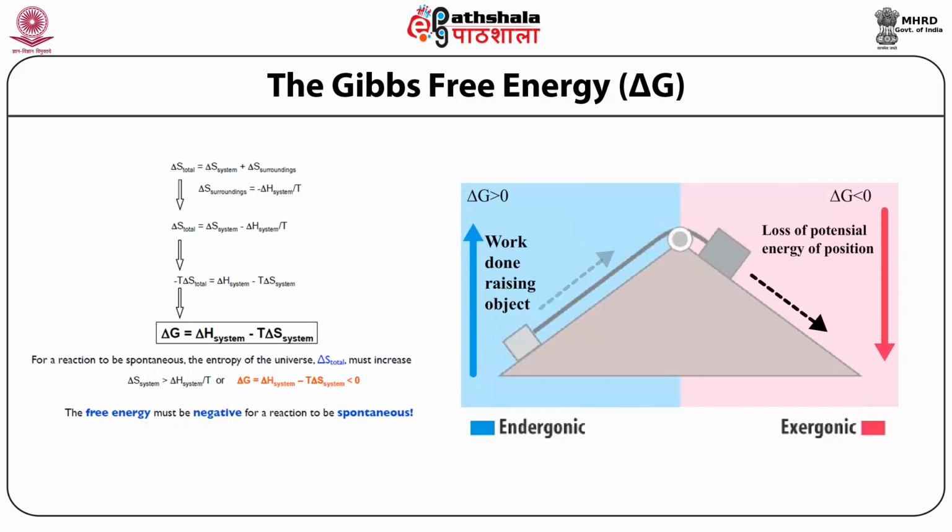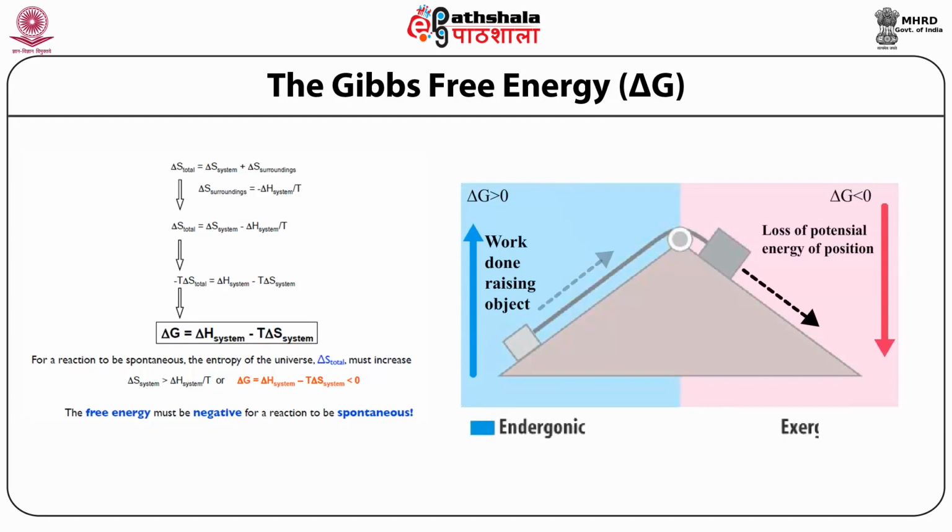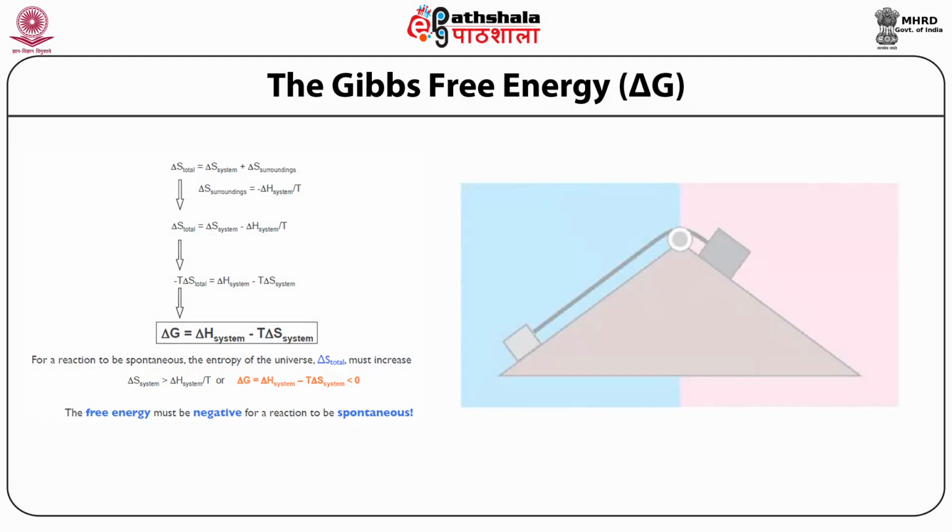For a reaction to be spontaneous, the entropy of the universe, delta S total, must increase. So if T delta S is more than delta H, or delta G equals delta H system minus T delta S system is less than 0, then the free energy must be negative for a reaction to be spontaneous.